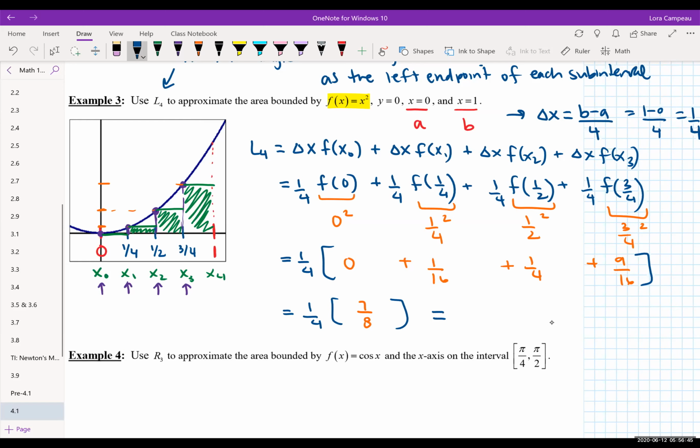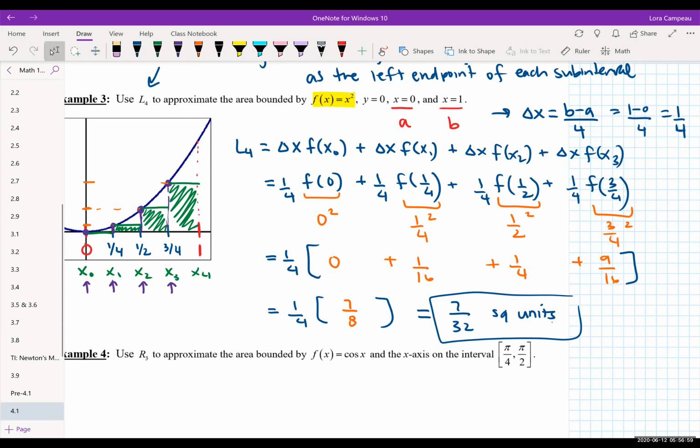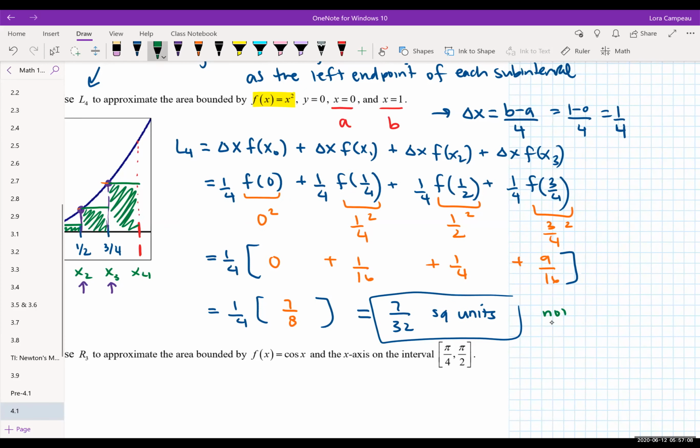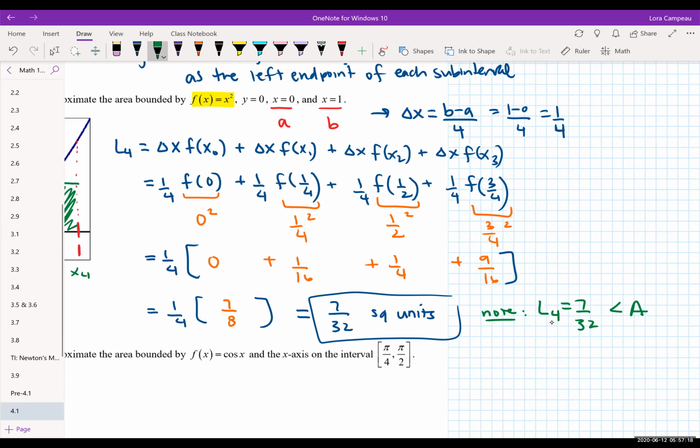We would have 7/32 square units. Don't forget the fact that your units are square. And just by inspection, did you make an underestimate or an overestimate? You can see right away, oh yeah, there's empty space between the rectangles and the curve. So a little note to remind yourself is that your L4, which is equal to 7/32, should be less than the actual area A. But it's a good estimate.